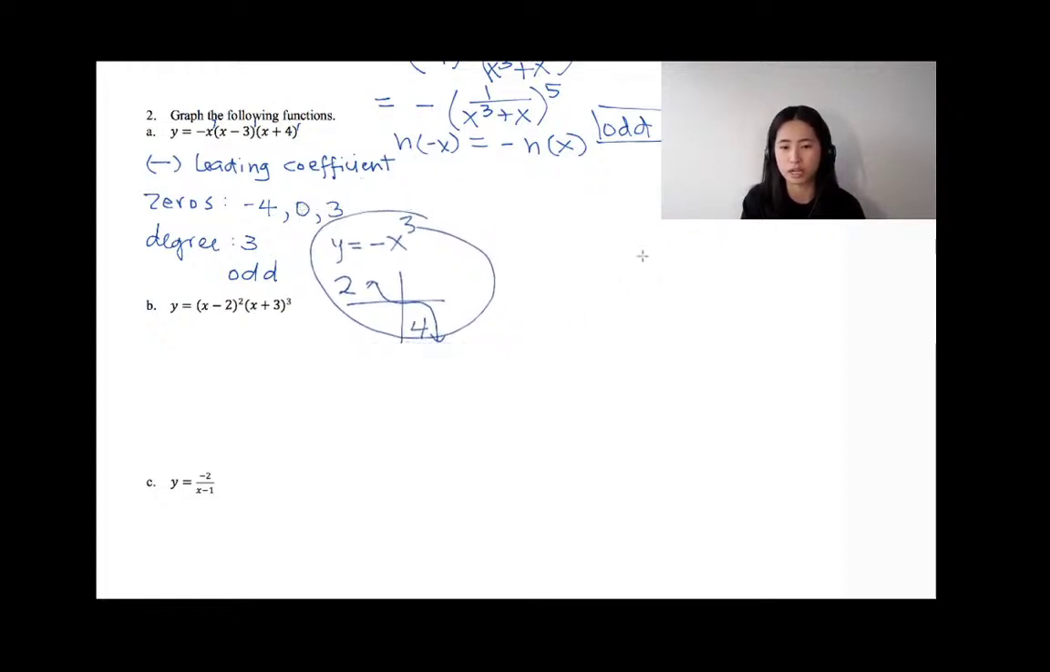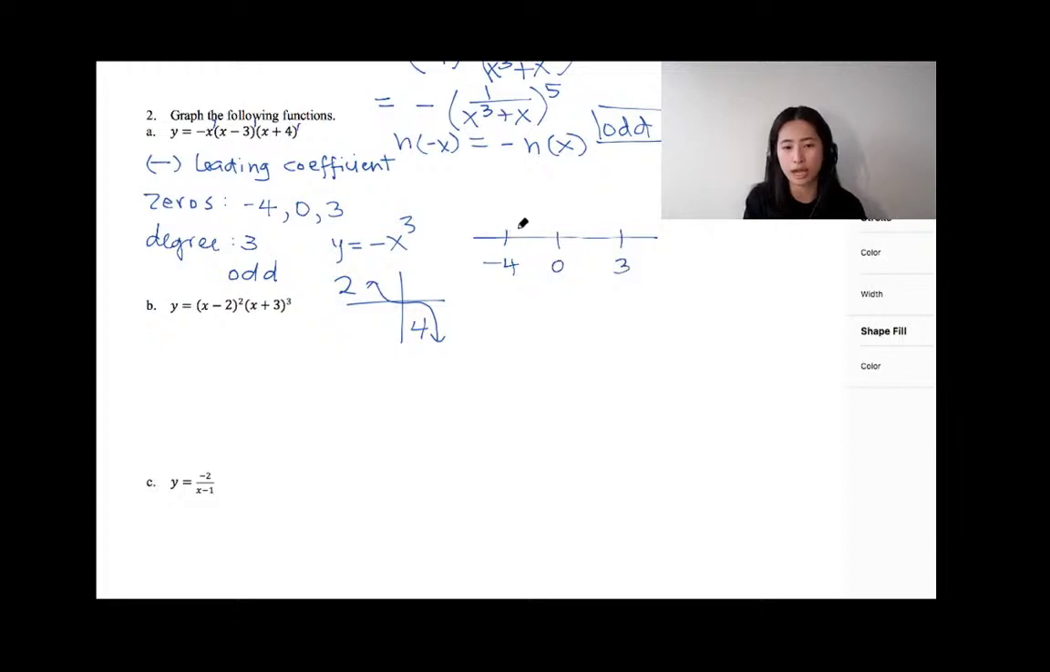be overwhelming. Okay, so now that we have that, we're going to have a number line, and then you're going to graph all of your, sorry, not graph all of your zeros, but plot them, right? So this is negative 4, 0, and 3.